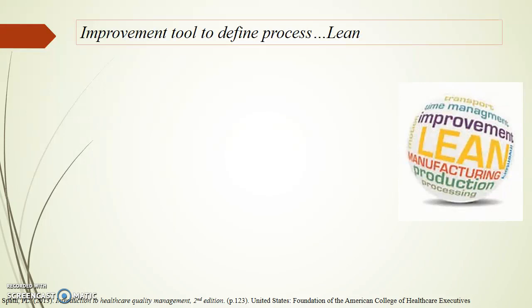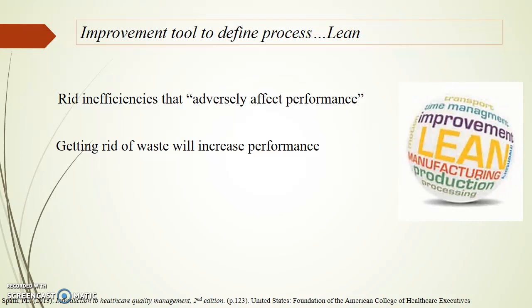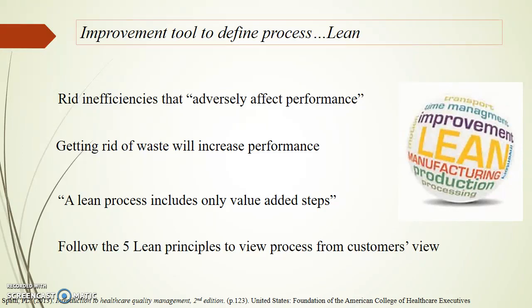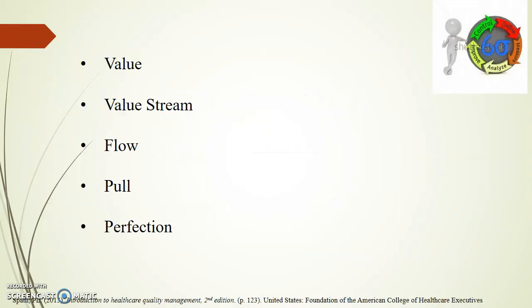To define the current process for retrieving patient records, it's important to see the process from beginning to end. The lean improvement model will rid inefficiencies that adversely affect performance and get rid of waste that will increase performance. The lean process ensures only value is in each step. When following the 5 lean principles, we view the process from the customer's view. These 5 lean principles are value, which focuses on the importance to the customer. In this scenario, patient care is delayed when HIM doesn't have charts in a timely manner.